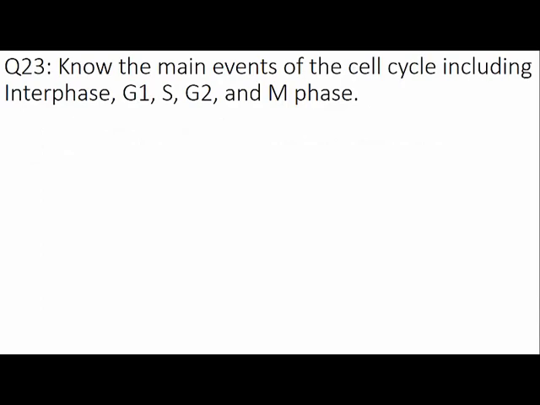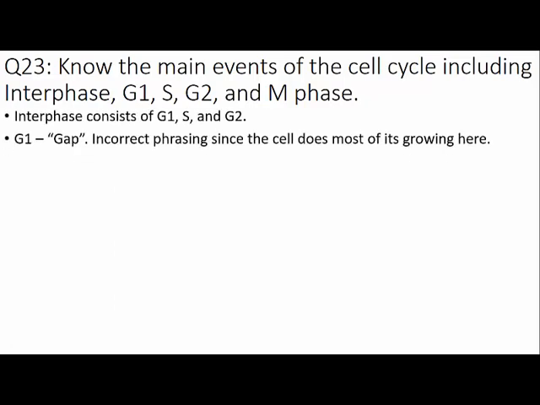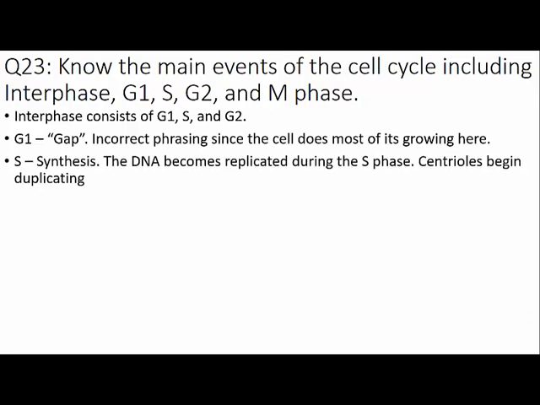Number 23, the last part, something we've already done, but it's a good review. Know the main events of the cell cycle, including interphase, G1, S, G2, and M phase. Interphase consists of G1, S, and G2. Just a review. G1, remember, stands for gap, but that is an inaccurate phrase, because the cell is going to do most of its growing in the G1 phase. Then it brings you to synthesis. The DNA becomes replicated. Centrioles begin duplicating. They finish duplicating in G2. And remember, centrioles are where the spindle fibers come from to pull the chromosomes apart during anaphase.